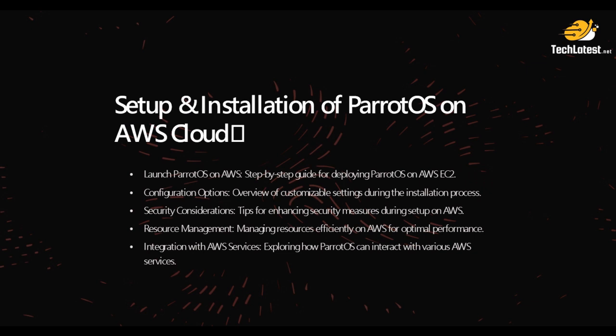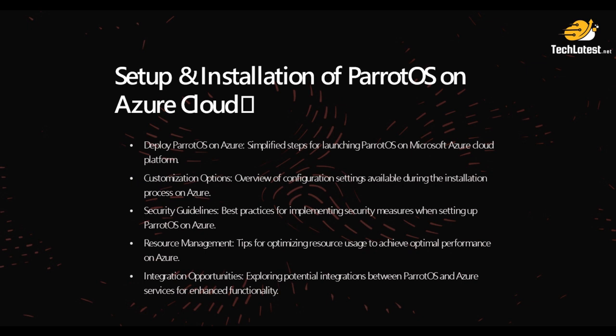Then we had covered setup and installation of ParrotOS in AWS cloud, GCP cloud, and in this video we'll talk about Azure cloud. Basically, in this video we'll talk about setup and installation of ParrotOS in Azure cloud, deploying ParrotOS in Azure, steps for launching ParrotOS in the Microsoft Azure cloud platform, an overview of customization options and configuration settings available during the installation process, Azure security guidelines and best practices for implementing security measures when setting up ParrotOS in Azure, and storage management tips for optimizing storage usage to achieve optimal performance on Azure.